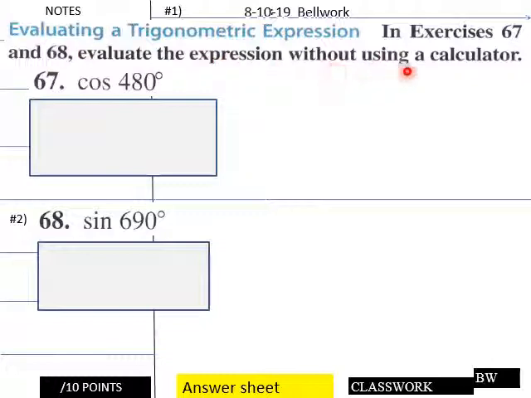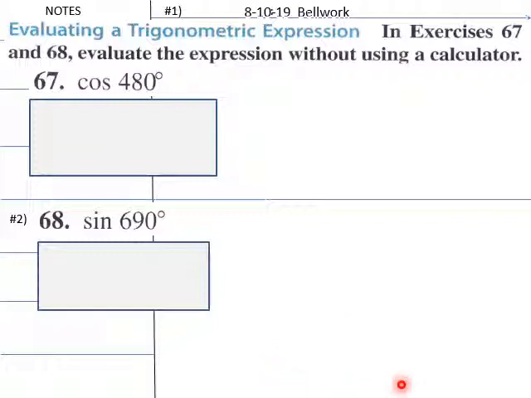Evaluate the expression without using a calculator. Cosine 480 and sine 690. Give your students about 3 minutes. Teachers, they should have that.